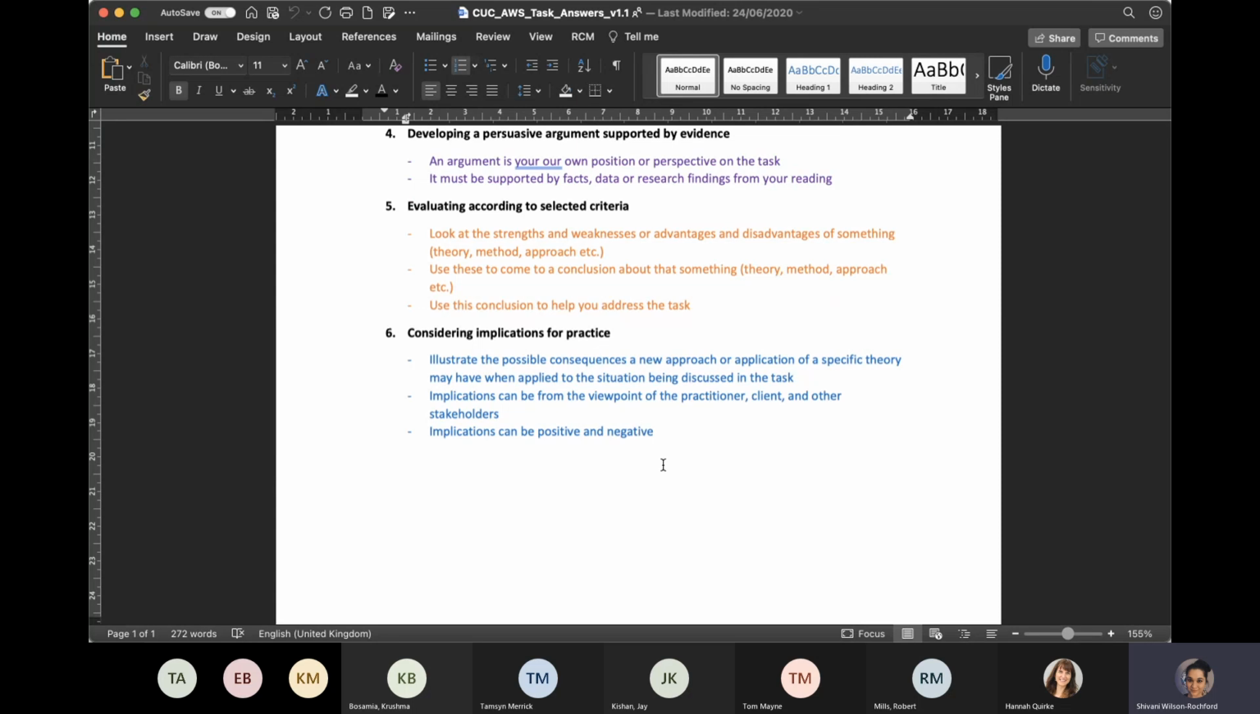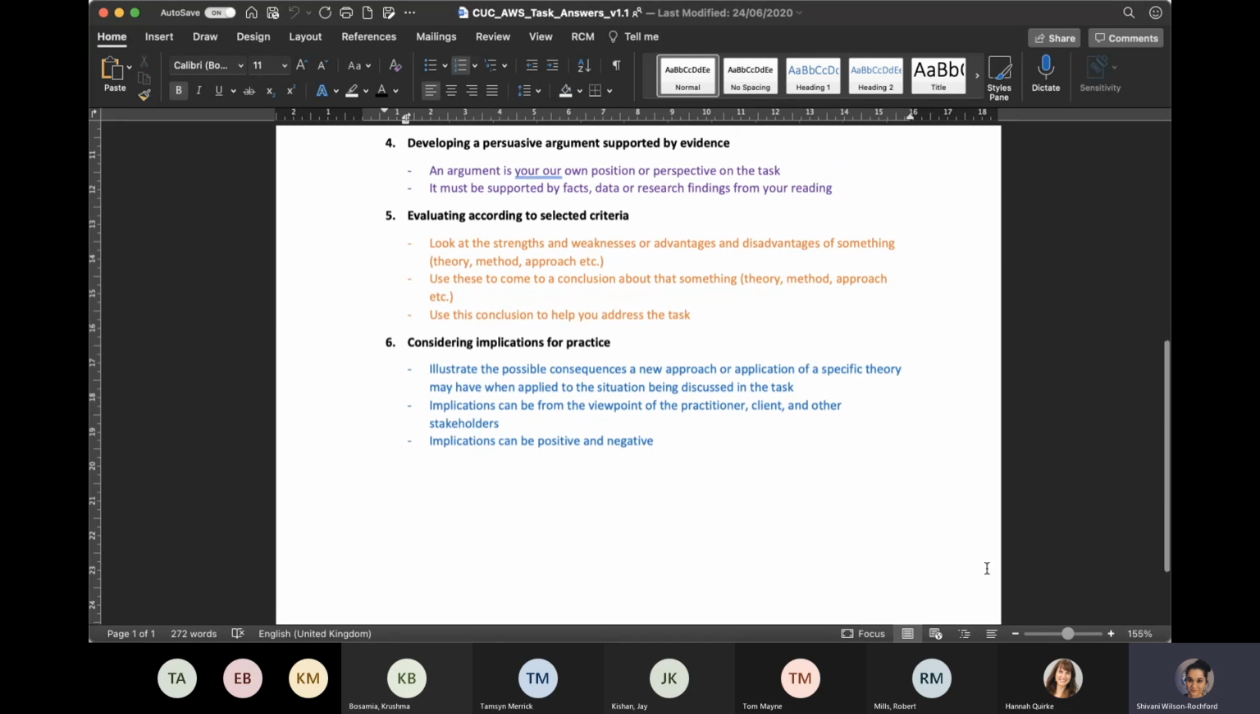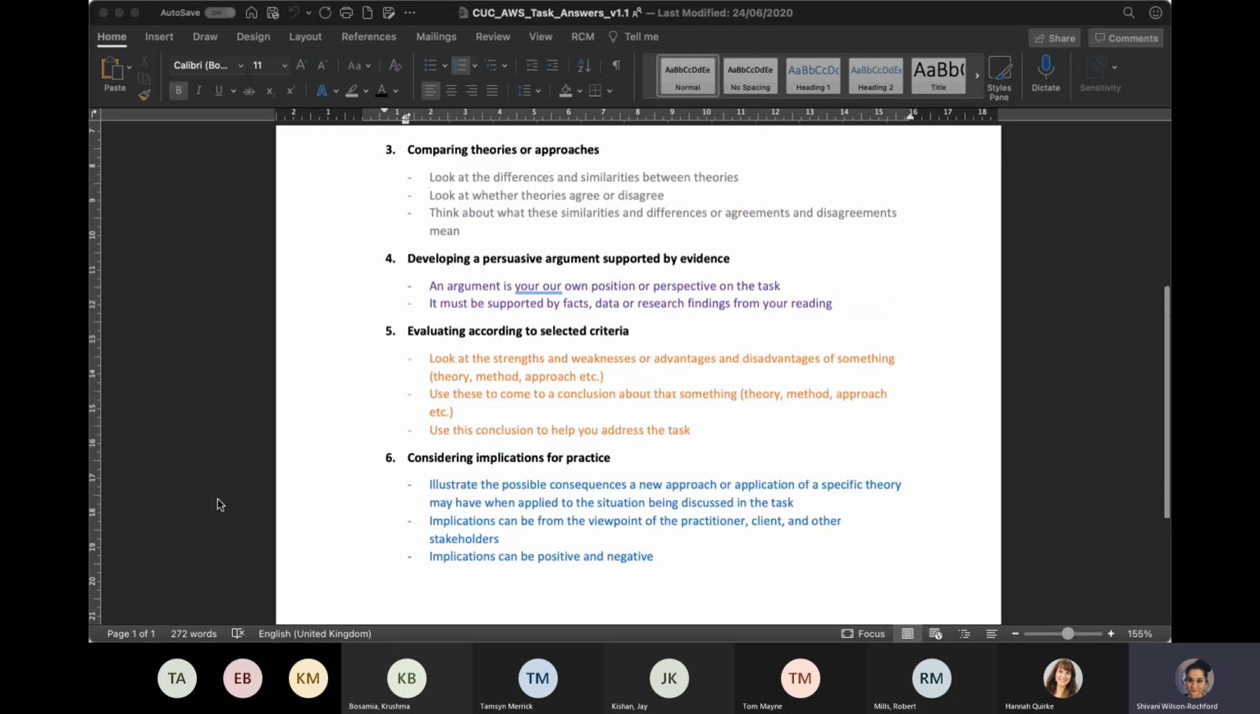And then considering implications for practice, this idea of what this means for the wider world or the wider subject area. And if you're talking about things in terms of practitioners or stakeholders in your case, how this is important and why this whole, not just assignment, but this topic area of research is important. So which do you think are going to be most relevant for you for this particular assignment, bearing in mind what is being asked of you?